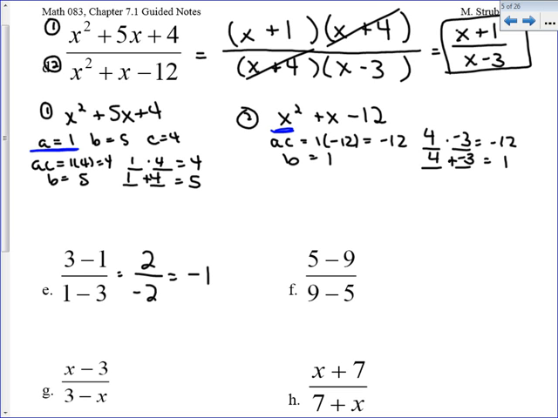All right, next, I have 5 minus 9 over 9 minus 5. So what's 5 minus 9? Negative 4. And 9 minus 5? 4. And if I divide them, I get negative 1.